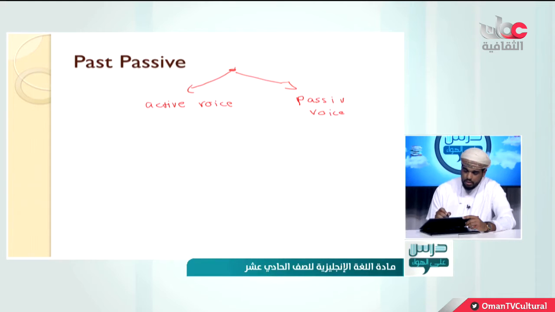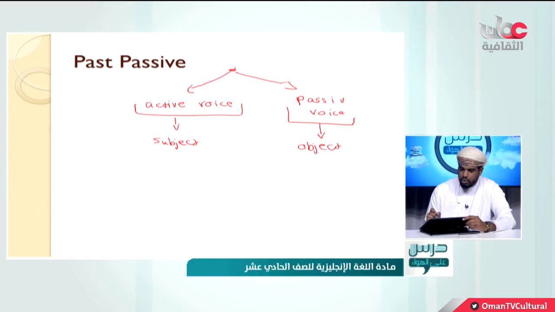All right, so what do we mean by active voice? Active voice focuses on the subject, we care more about the subject. But what about passive voice? Here we care more about the object. Okay, the most important thing we care about is the object. So let's take an example with an active sentence.